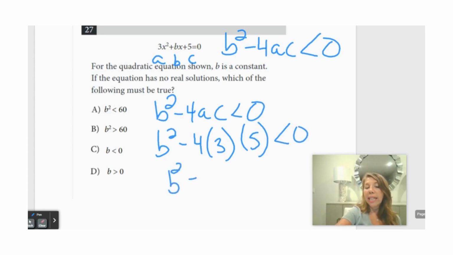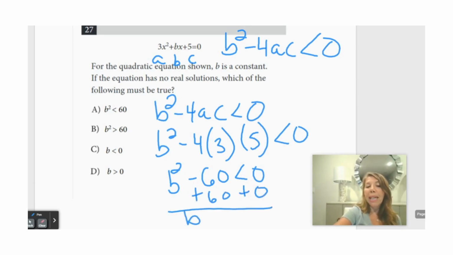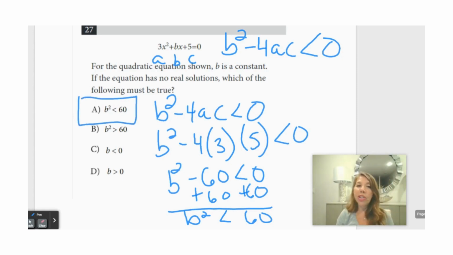If we consolidate this a little further, b squared minus 4 times 3, that's a minus 12, times 5 is a minus 60. All has to be less than 0. And then to get b alone, we're just going to add 60 to both sides. And now we see that our b squared has to be less than 60. And that would be choice A. So if the equation has no real solutions, b squared less than 60 would be true.